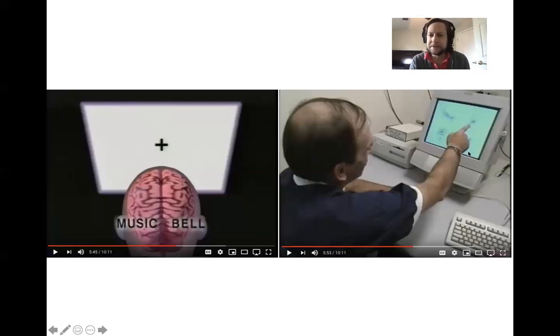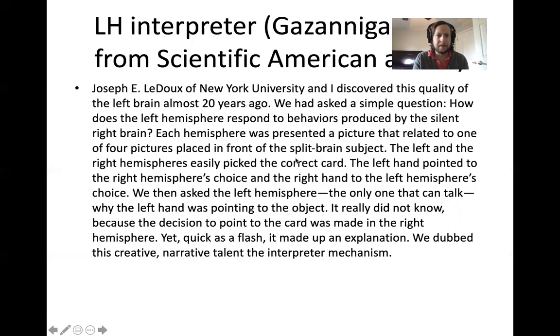So this is sketchy, and to prove that this is so, this is the example of the interpreter, which is presented in the video that we saw the other day, and I think this was acted. To prove that, I'm going to read this to you, because this is a quote from Gazzaniga, taken from this Scientific American article.